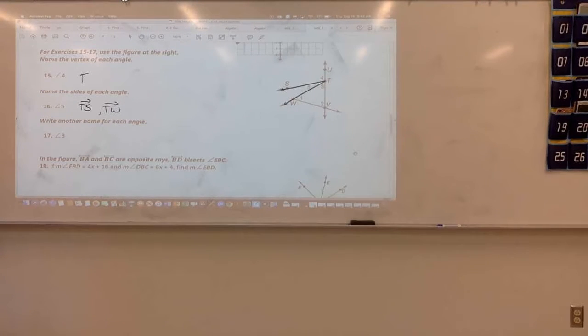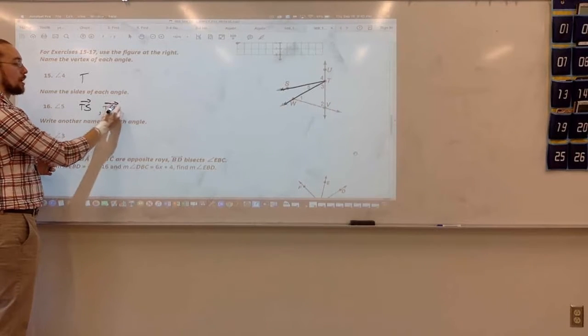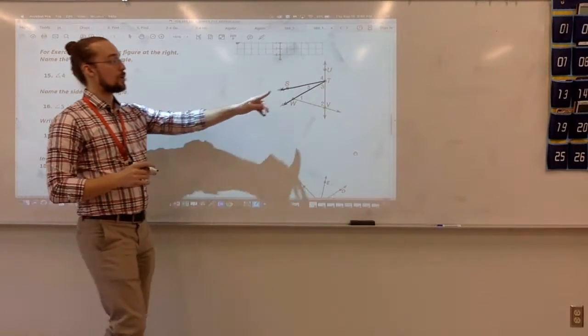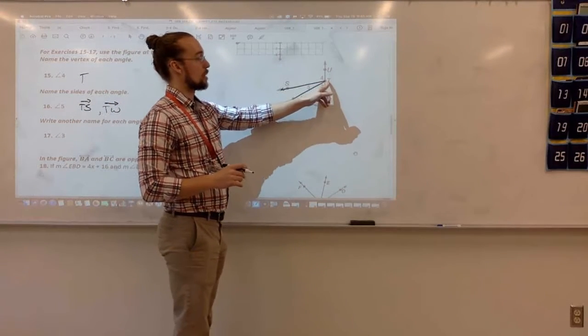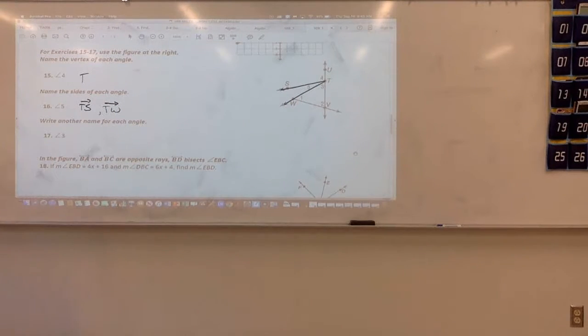Good. And then the notation for a ray is that line with one arrow over top. So we're starting at the vertex of the angle and saying the rays would be TS and TW. Last one for this diagram is just naming an angle.